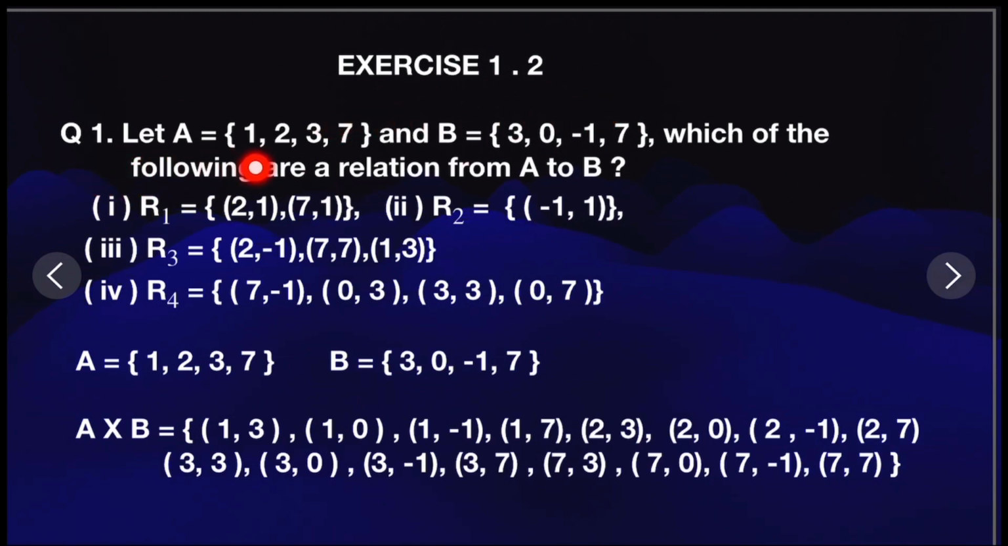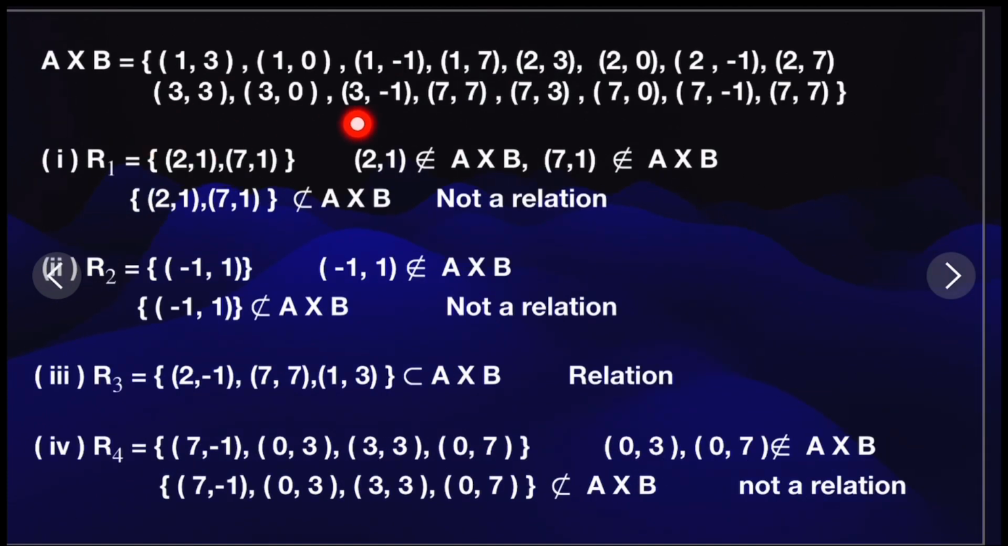Question 1. Let A is equal to {1, 2, 3, 7}, B is equal to {3, 0, -1, 7}. Which of the following are a relation from A to B? There we have to check if these sets are actually a relation from A to B. For that, first you should do A cross B. Write down set A, write down set B and write down the cross product. Okay, you have got the cross product.